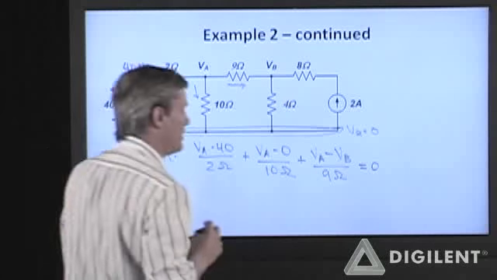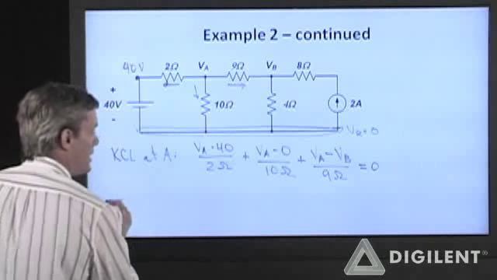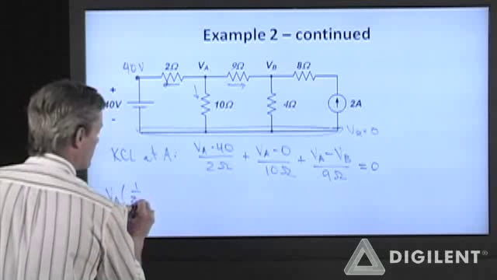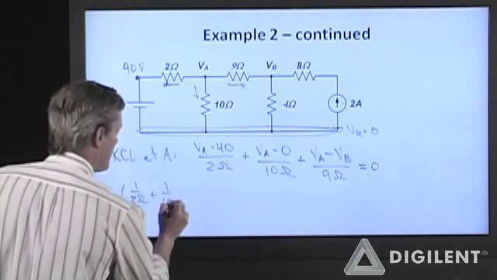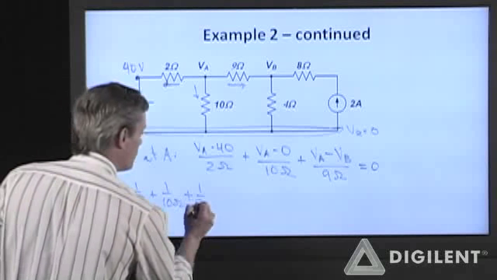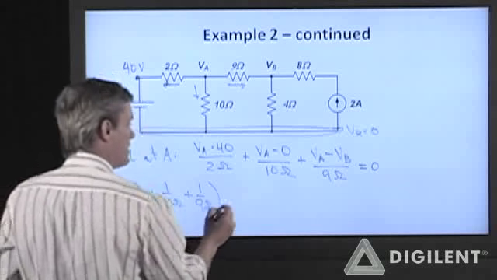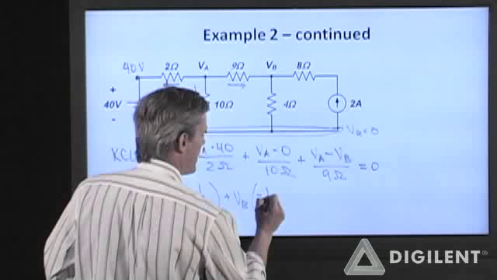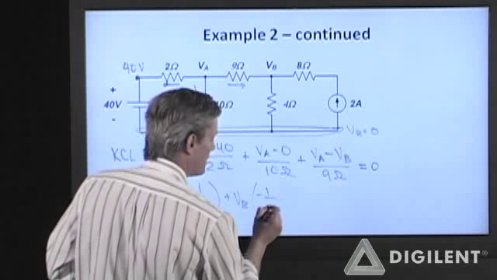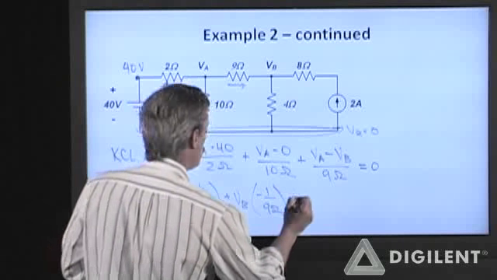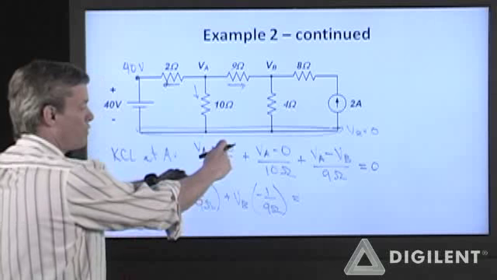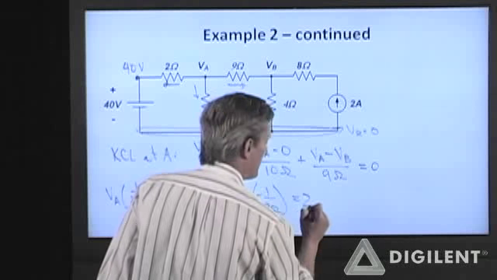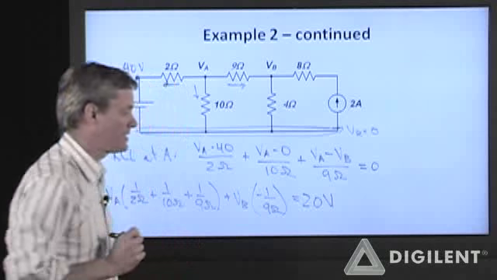These all sum up to 0, so I get, multiplying V sub A, 1 over 2 ohms plus 1 over 10 ohms plus 1 over 9 ohms, plus V sub B, multiplying minus 1 over 9 ohms, is all equal to 40 over 2, which is 20. This negative sign turns into a positive sign when I move to the right-hand side.